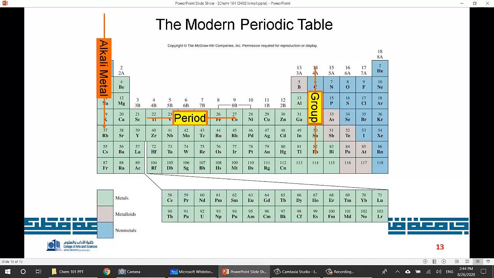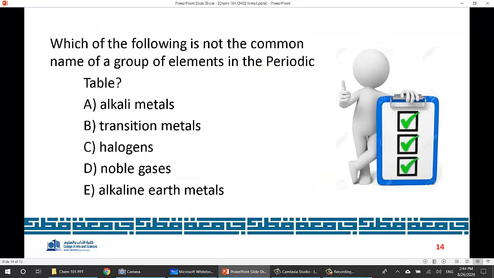Okay, so that's enough talking about the periodic table. This is a multiple choice question, just to check your understanding. Which of the following is not a common name of a group of elements in the periodic table? We have been given five choices: alkali metals, transition metals, halogens, noble gases, alkaline earth metals. So which one of these is not actually a name for a group in the periodic table? You can think about this and come up with an answer later.